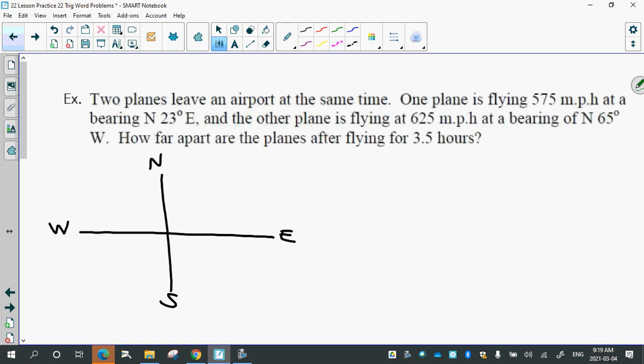So two planes leave an airport at the same time. One is flying at 575 miles per hour at a bearing of north 23 degrees east. So draw what you think north 23 degrees east is going to look like. Just draw a line, a representative line. We'll adjust their lengths after, so use pencil.